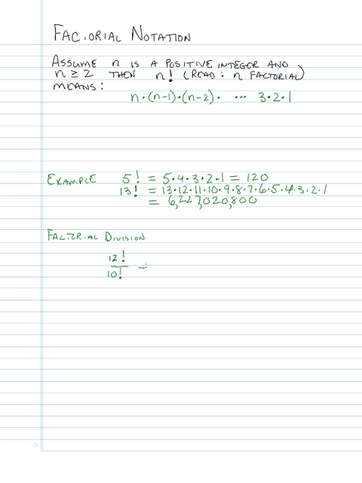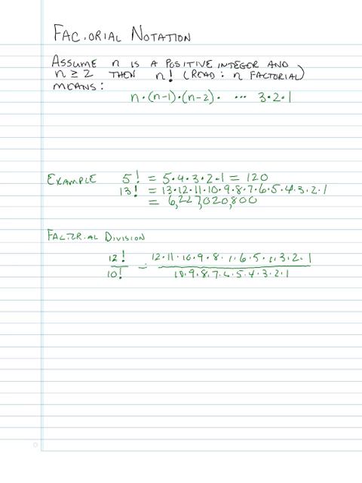So what we would think about doing is, 12 factorial. Well, that's a 12 times an 11 times a 10 times a 9 times an 8 times a 7 times a 6 times a 5 times a 4 times a 3 times a 2 times a 1. And we're going to divide that, after we multiply it out, by 10 factorial. Well, 10 factorial is a 10 times a 9 times an 8 times a 7 times a 6 times a 5 times a 4 times a 3 times a 2 times a 1.